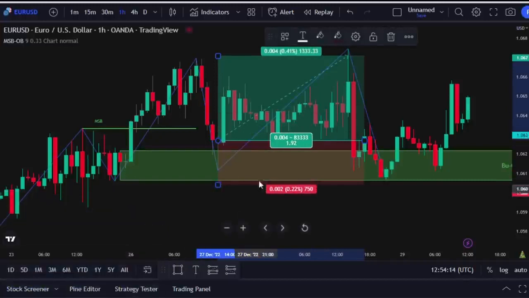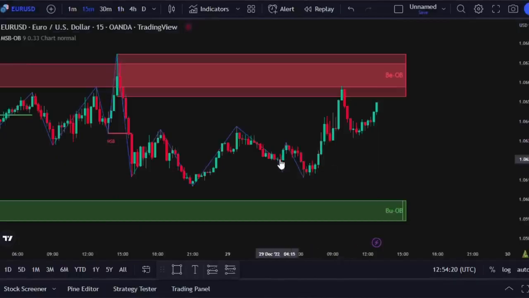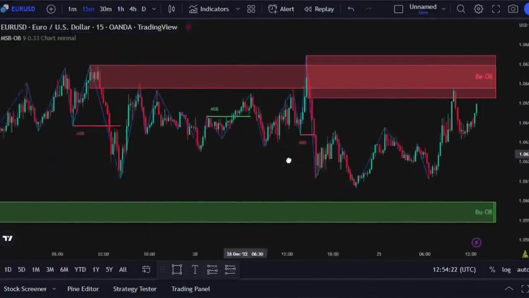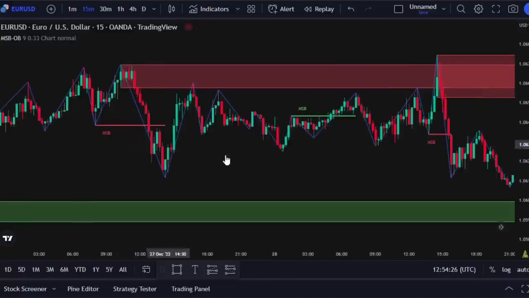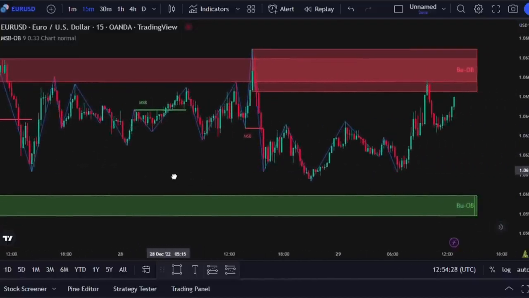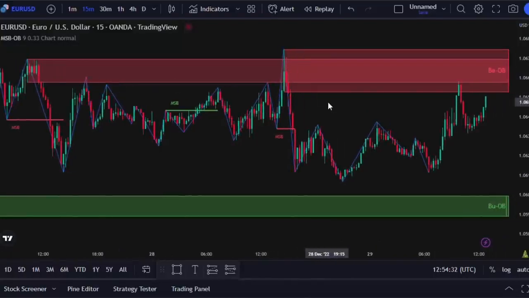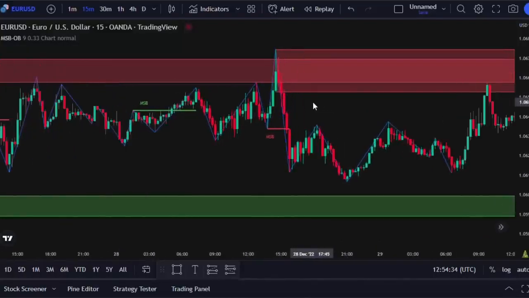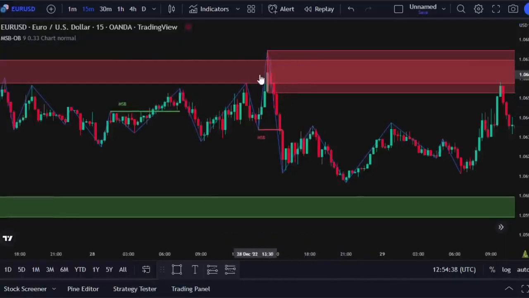So guys, let's zoom into the 15 minutes time frame. As you can see, we have this bearish order block created by this MSB here. Price has been rejected from it several times. As you can see here, price after touching the order block zone was severely rejected, so we could have entered a short position like this.